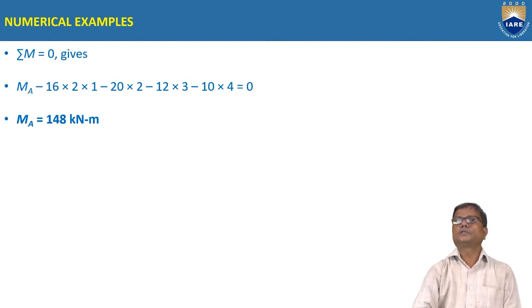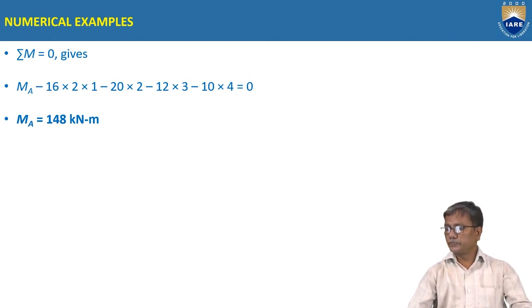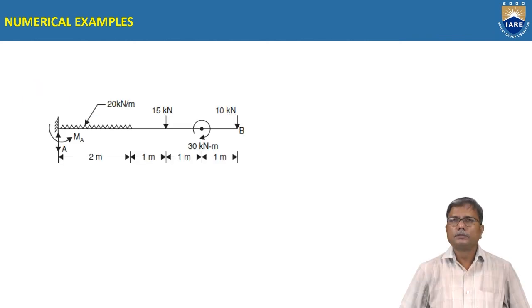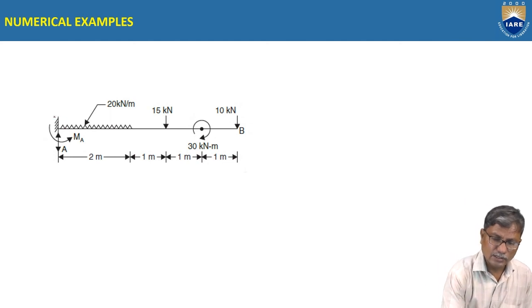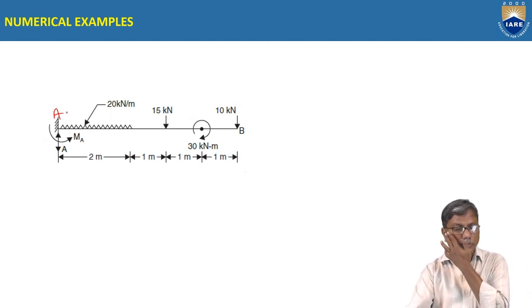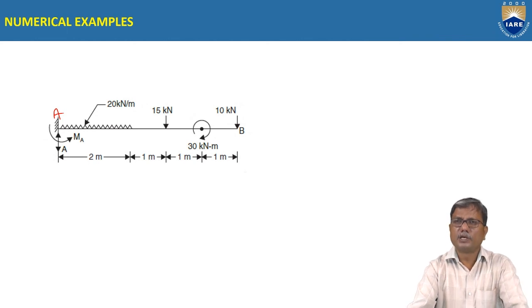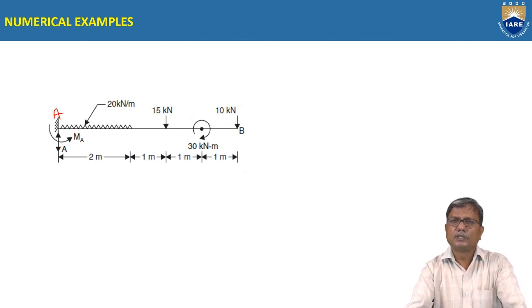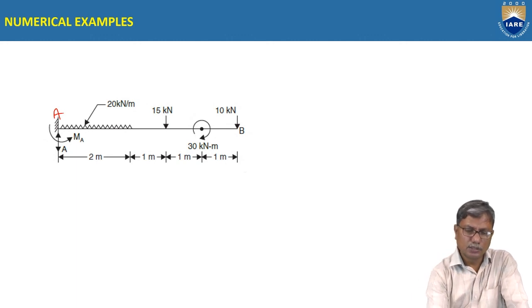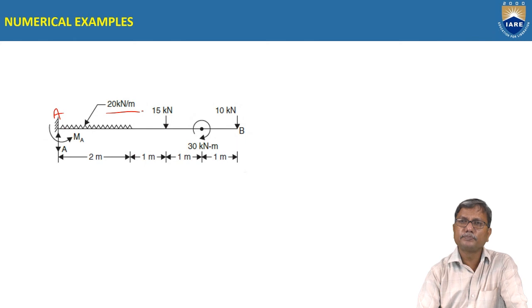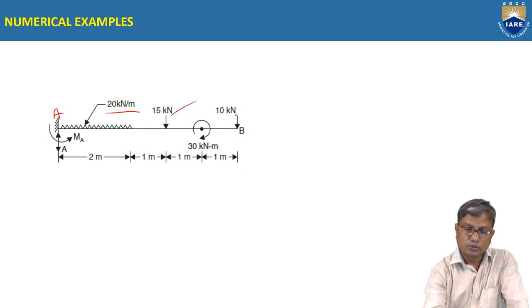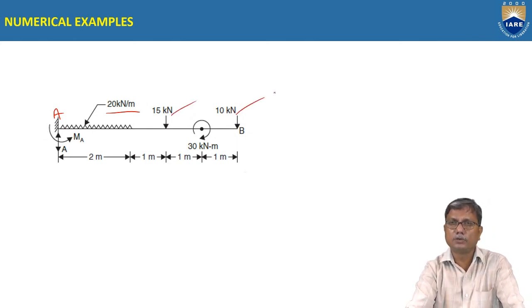So finding out reactions in case of a cantilever is comparatively easy. Okay, this is another example of a cantilever. Here end A is fixed and B is free. And what is the type of loading acting on this? We have one UDL of 20 kilonewton per meter and 2 point loads, 15 kilonewtons and 10 kilonewtons.